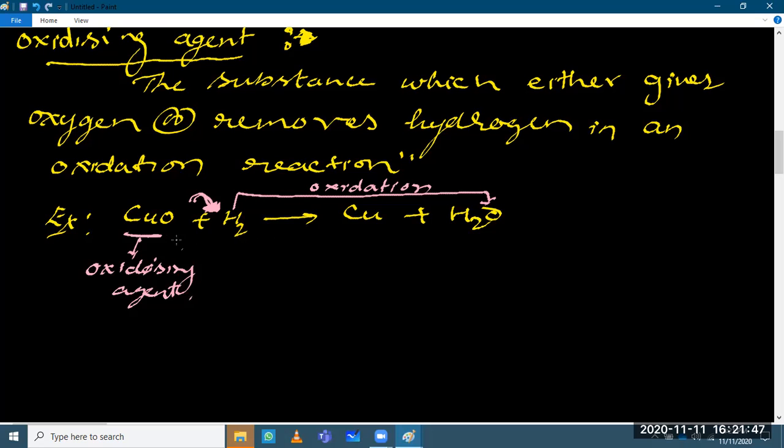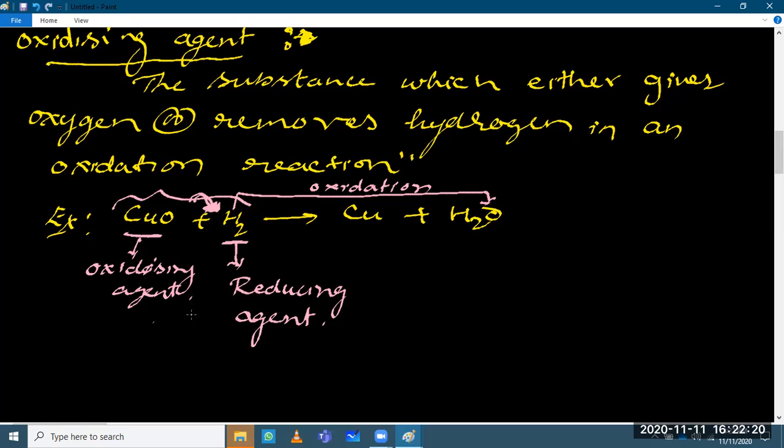Oxidizing agent. CuO acts as an oxidizing agent to convert H2 into H2O. CuO helps to oxidize the hydrogen into hydrogen oxide. So that means CuO is the oxidizing agent, whereas hydrogen acts as a reducing agent. One should be an oxidizing agent and the other should be a reducing agent, both placed on the reactant side. Now the oxidizing agent is CuO, and the reducing agent is H2.